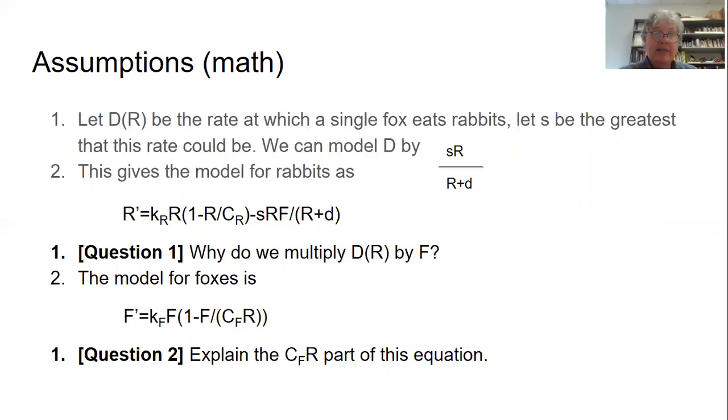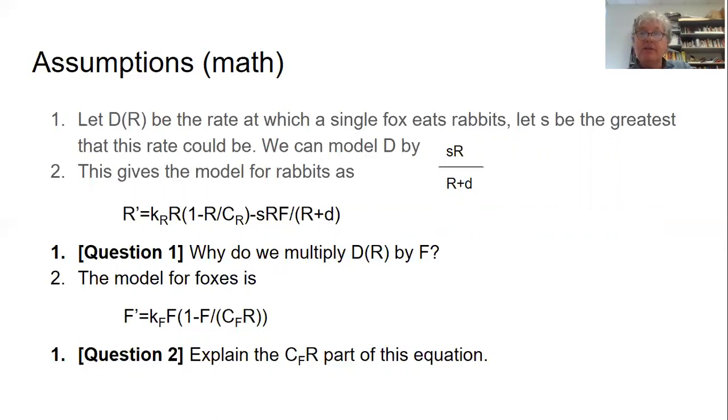So that gives us the model for rabbits. R prime is a logistic term, K_R times 1 minus R divided by C, minus a predation term, which is S times R F divided by R plus D. And so your first question for the module, which is not a homework question, is due Friday. Why do we multiply D by F? There should just be a simple one sentence answer to that.